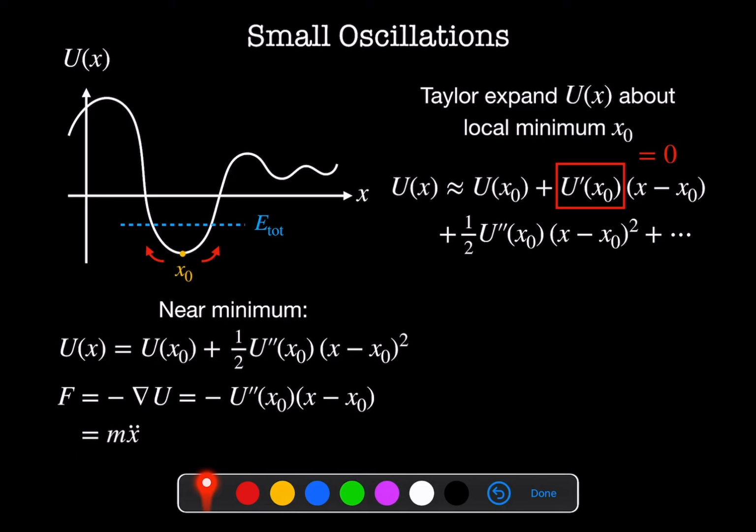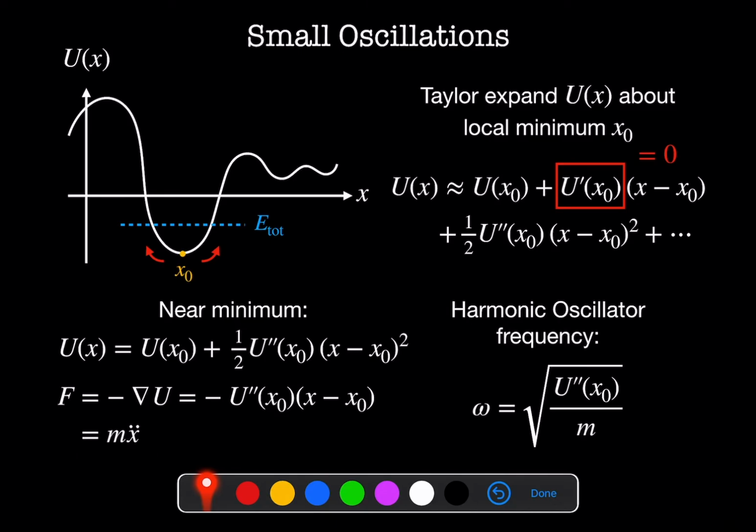So I can take the gradient of this, or minus the gradient of this, and get the force. So that's going to give me an equation, minus U double prime of x naught times (x minus x naught) is equal to m x double dot. This looks really familiar. This is just our classic harmonic oscillator equation. We've got a force that is proportional to the displacement. And so from these constants, we can get a frequency of motion about this minimum. So that tells us that the frequency of a particle trapped in this minimum is going to be U double prime at x naught divided by its mass.